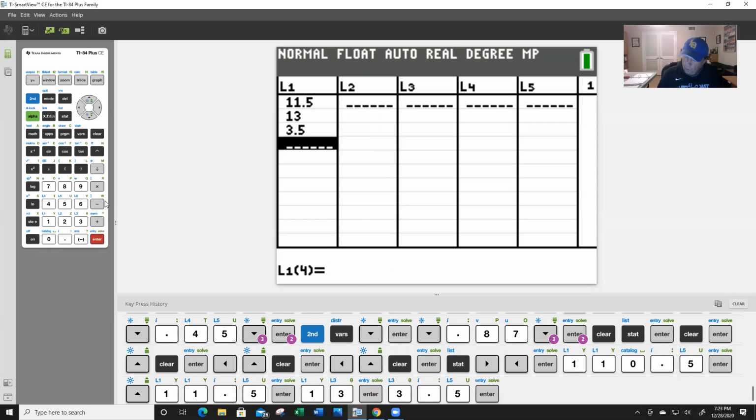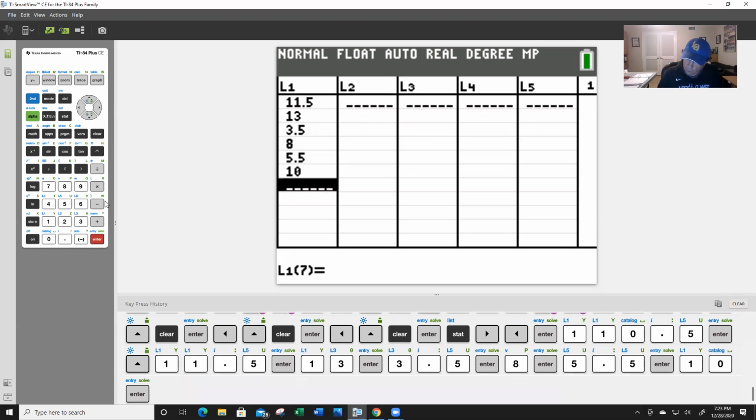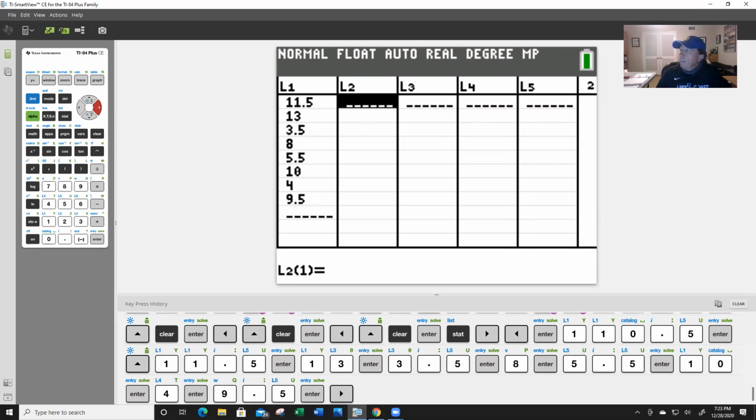3.5, enter. 8, enter. 5.5, enter. 10, enter. 4, enter, 9.5, enter. Okay, I'm not going to sit here and do that on camera. I just wanted to show you that once, and then you're going to slide over to L2 and enter the Y numbers. And so I'm going to pause the video just for a second, and then I'll come back.